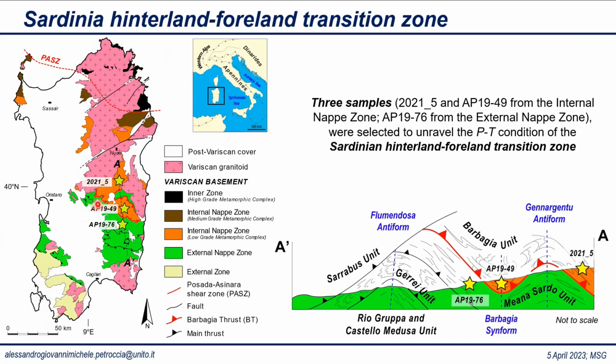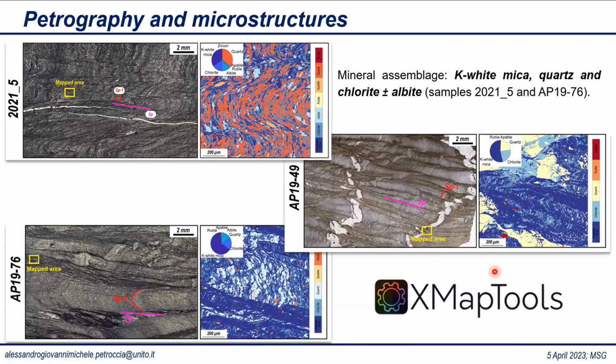So we haven't got any constraints to distinguish internal and external nappes. And we also have a thrust that divides two different nappes that are very close together. And we sampled two from the internal and one from the external nappe zone. And the samples are very close. And we want to understand if there is any variation in the PT constraint. So these are the three samples.